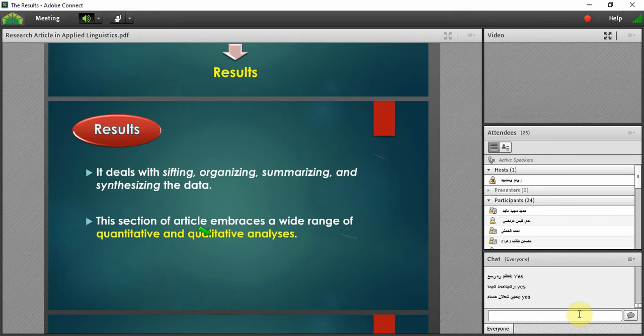Suppose you have used two tests, like pre-test, post-test, or different statistical procedures like t-test, ANOVA, or Scheffé. So in the results section, you should tell the readers what the results of those tests are. You should show them the numbers, okay, the results of the test.